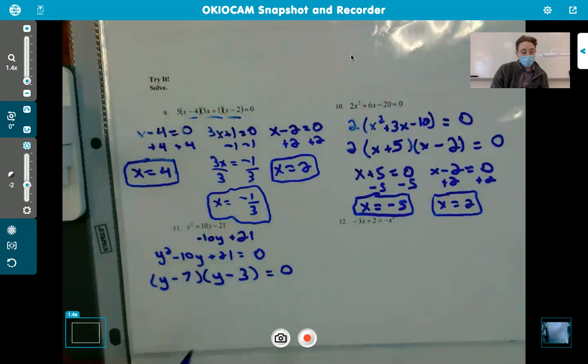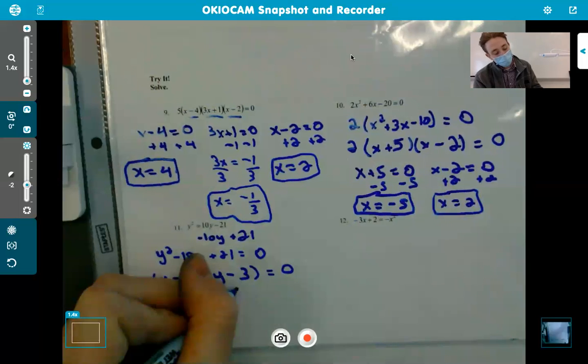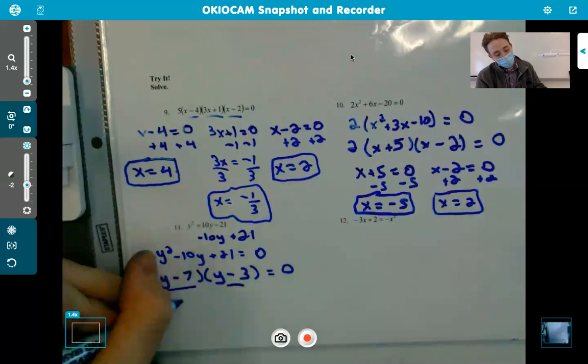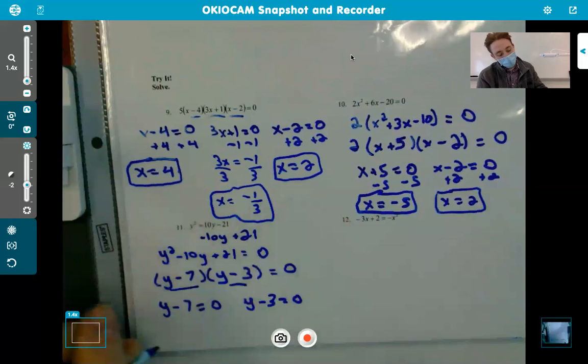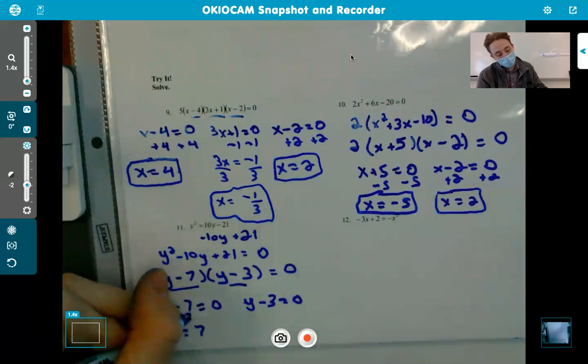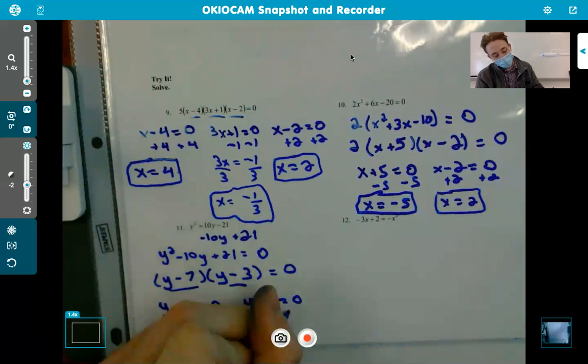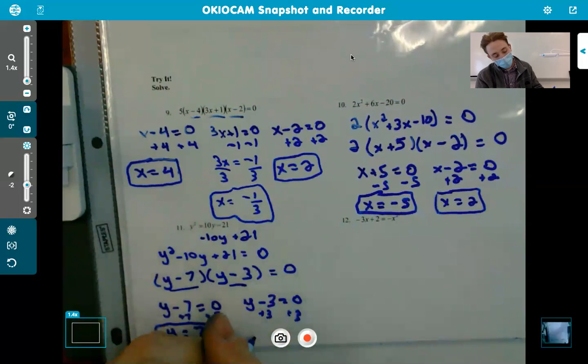And now I have y minus 7 and y minus 3. I'll set each of those equal to 0 and solve. I get y is equal to 7 when I add 7 to both sides. Add 3 to both sides. I get y is equal to 3.